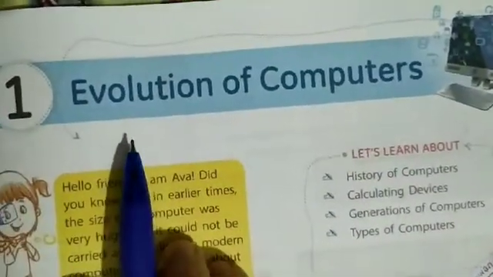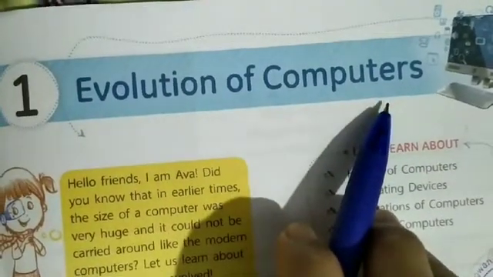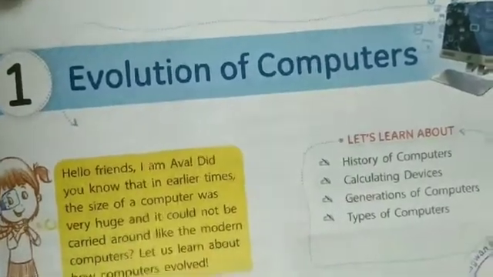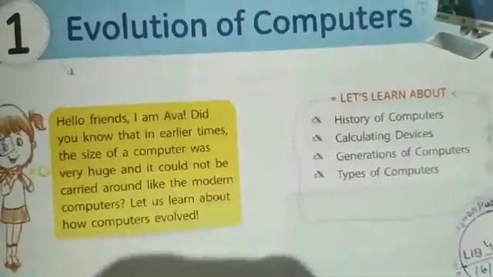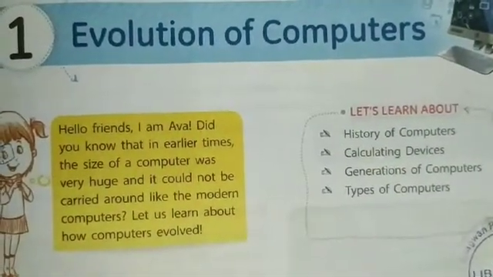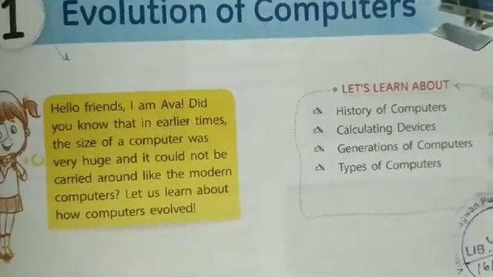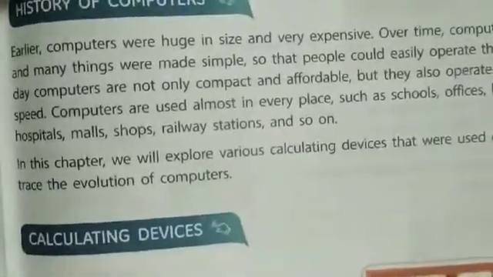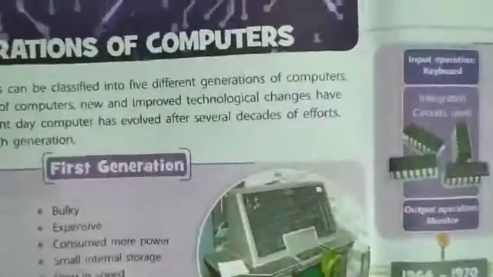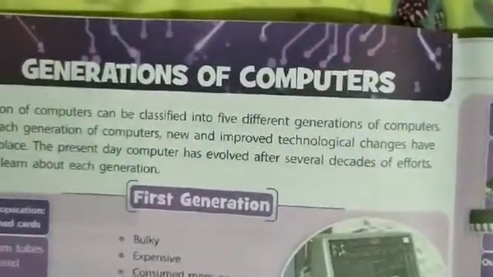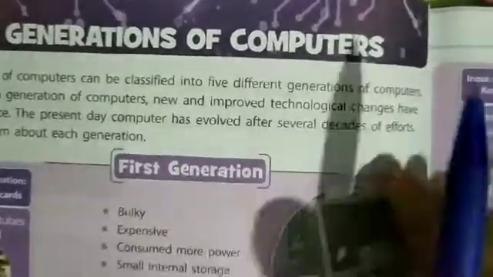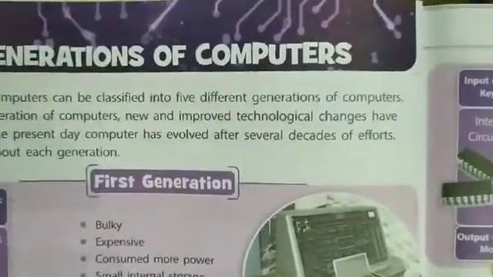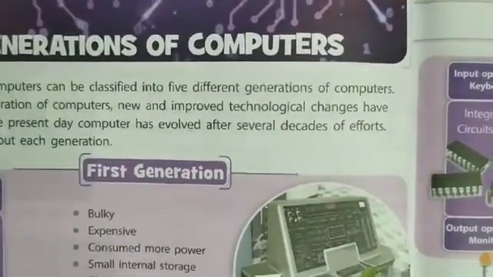Lesson number 1, evolution of computers. In this chapter, we are doing revision of explanation portion. In our previous video, we have done history of computer and then some early calculating devices. Now today in this video, we will do revision of generation of computers. Computer generation is mainly divided into 5 parts.